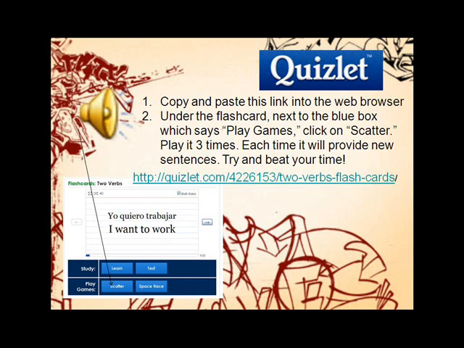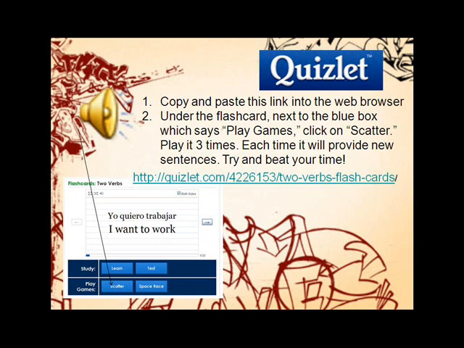Have you ever heard of Quizlet? It's this website that helps you learn stuff. And so we're gonna go to it, and we're gonna learn, okay? So just follow these simple instructions. Copy and paste this link you see into the web browser.